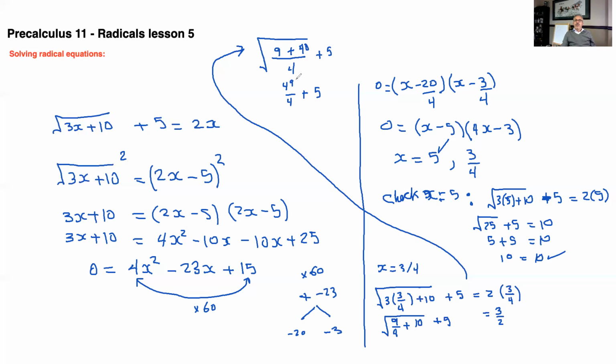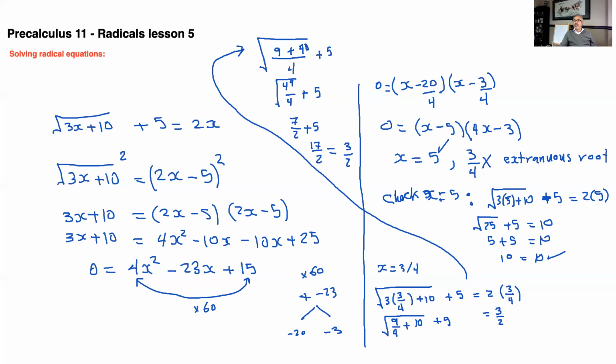And 49 over 4, sorry, that's square rooted, will be 7/2 plus 5. That's 10 over 2 plus 7 over 2 is 17 over 2. So it does not equal 3/2. And therefore, this is not an answer. 3/4 is an extraneous root. And the answer is just 5.